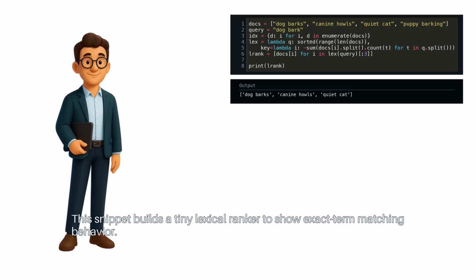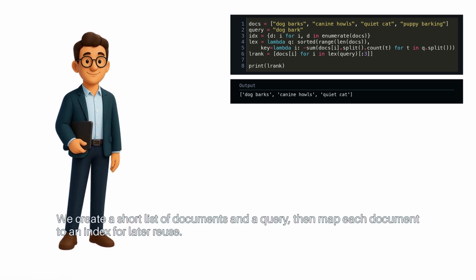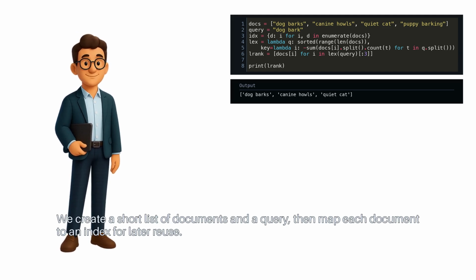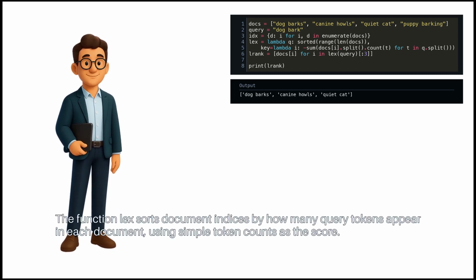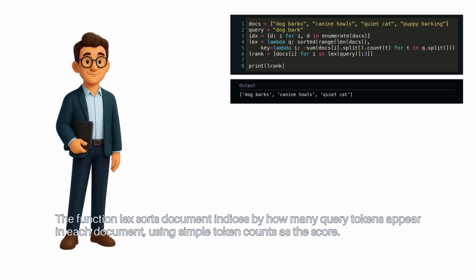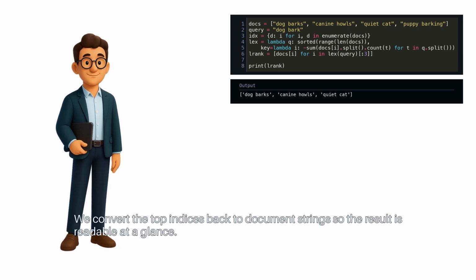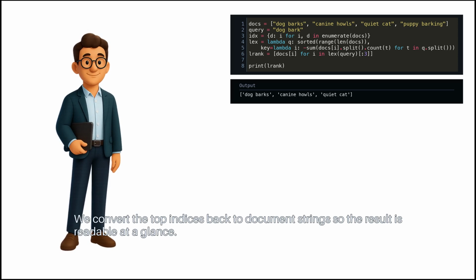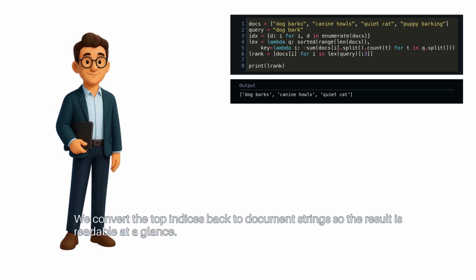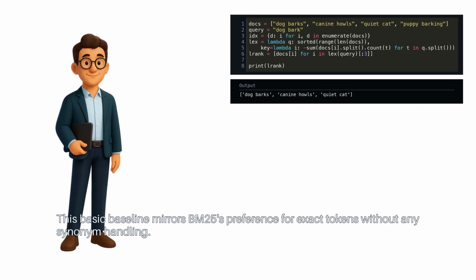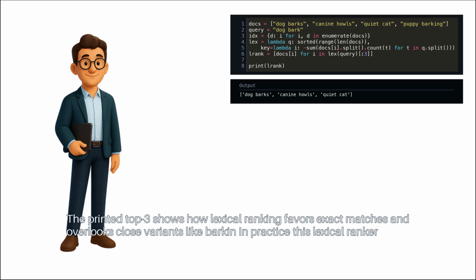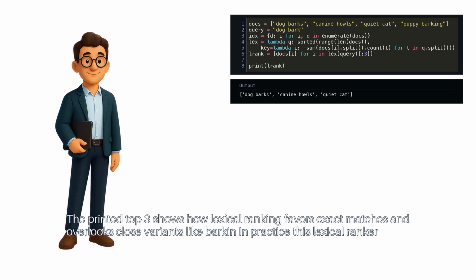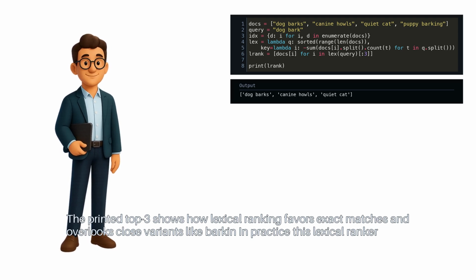This snippet builds a tiny lexical ranker to show exact term matching behavior. We create a short list of documents and a query, then map each document to an index for later reuse. The function lex sorts document indices by how many query tokens appear in each document, using simple token counts as the score. We convert the top indices back to document strings so the result is readable at a glance. This basic baseline mirrors BM25's preference for exact tokens without any synonym handling. The printed top 3 shows how lexical ranking favors exact matches and overlooks close variants like barkin.